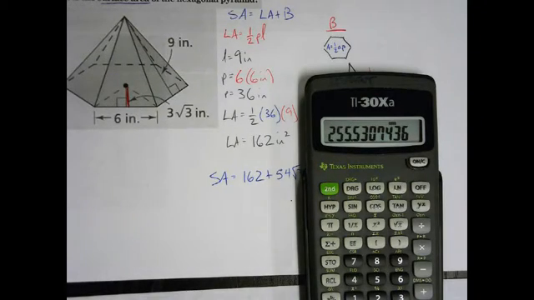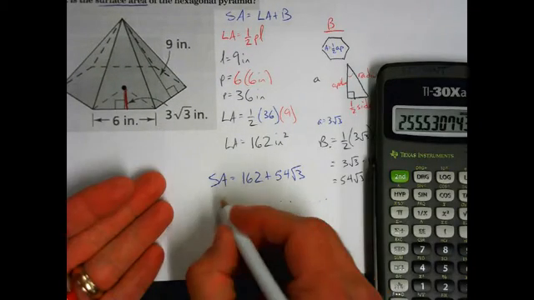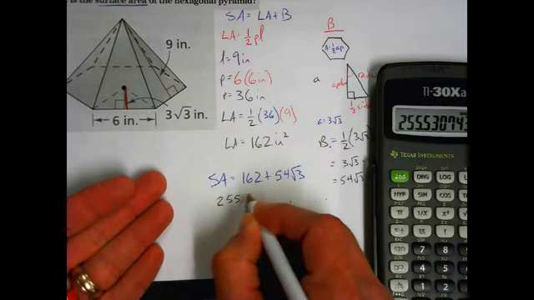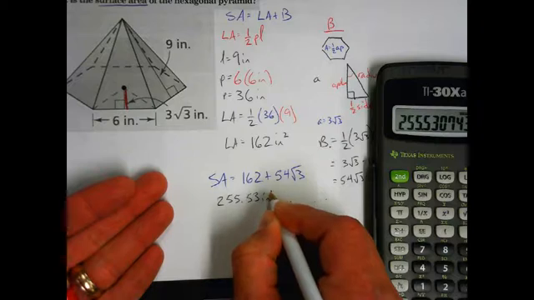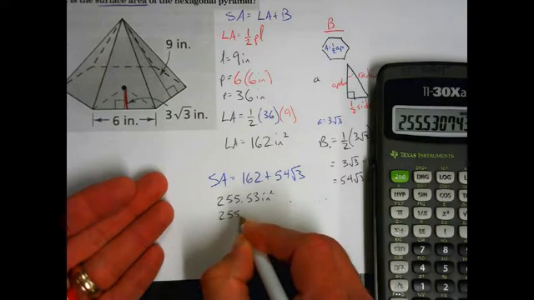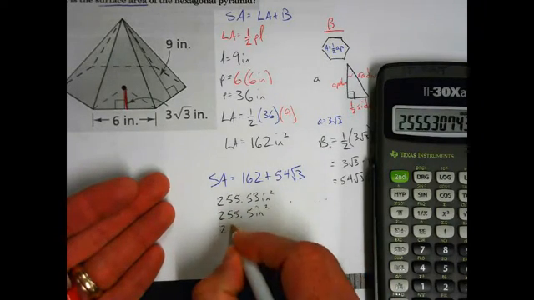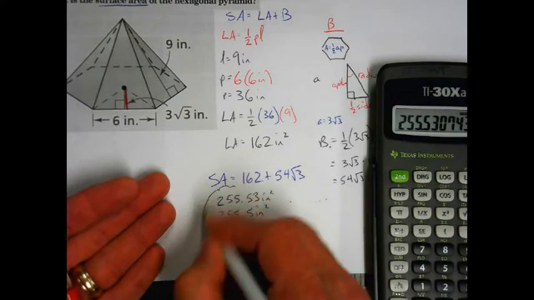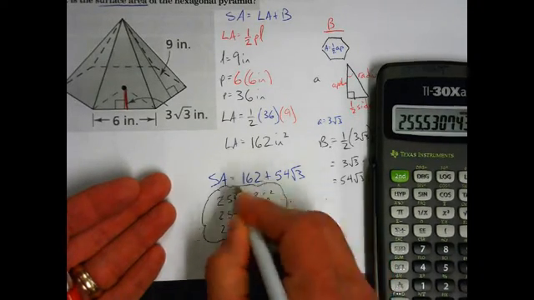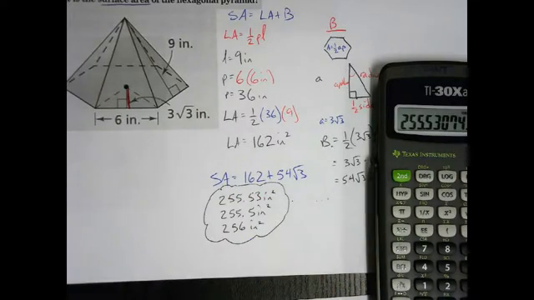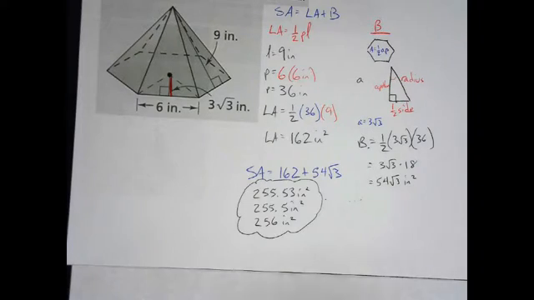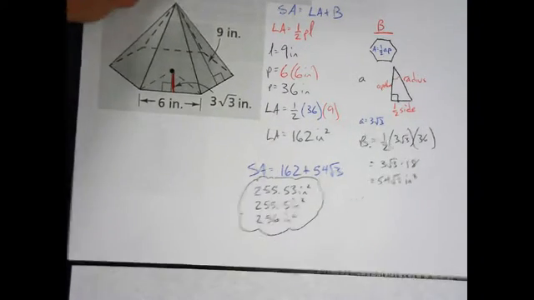So it could be 255.53 square inches. It could be 255.5 square inches, or it could be 256 square inches. It all depends on how the question is being asked. In this case, it doesn't specify, so either one of these should be good. Okay, and that's how surface area of a pyramid works.